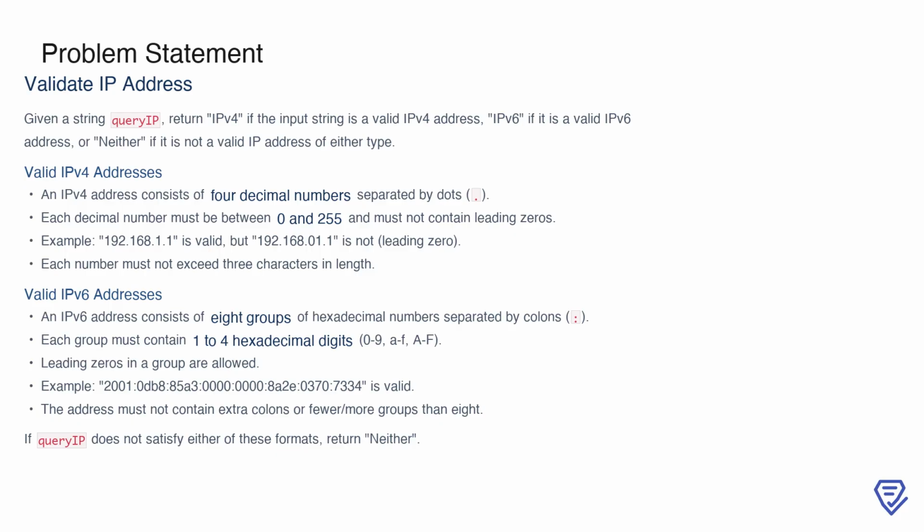On the other hand, an IPv6 address consists of 8 groups of hexadecimal numbers separated by colons. Each group can have between 1 and 4 digits, and these digits can be in the range of 0 to 9 or A-F, whether lowercase or uppercase. Leading zeros are allowed in IPv6 groups, but the address cannot have extra colons or an incorrect number of groups. If the given input doesn't meet these criteria for either IPv4 or IPv6, the output should be Neither.